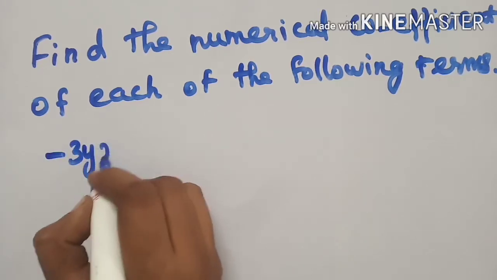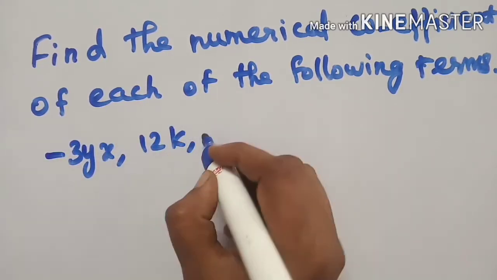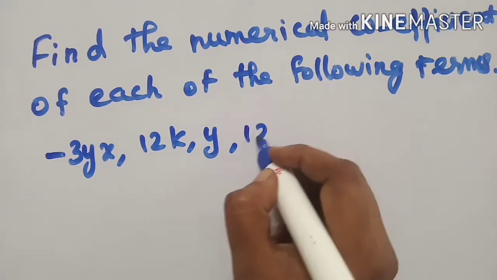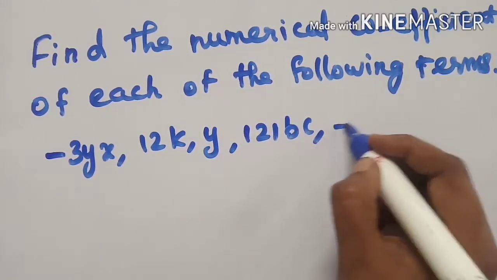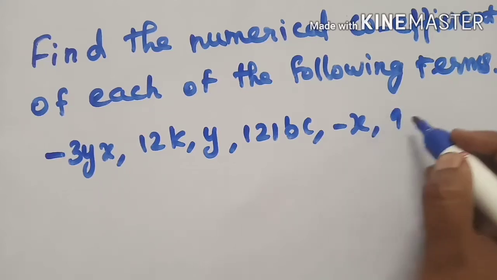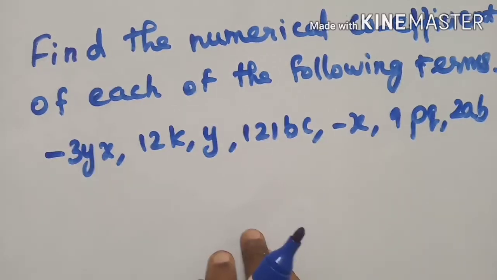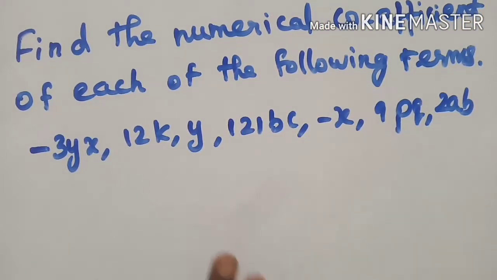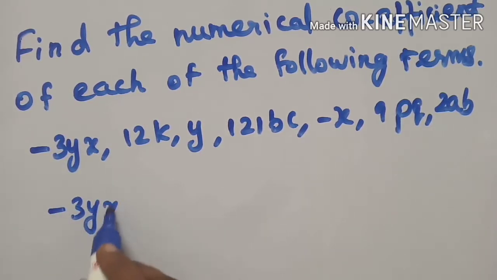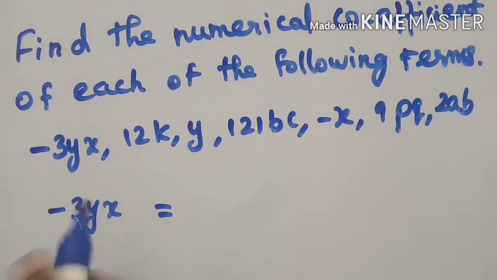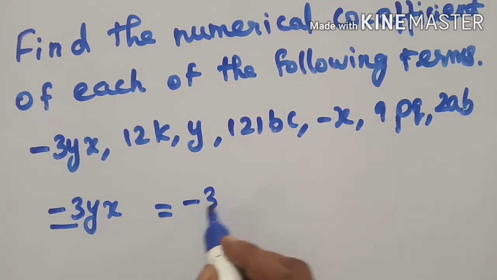Minus 3yx, 12k, y, 121bc, minus x, 9pq, 2ab. Right? In this, we have to take and write the numerical coefficient, right? First, go one by one. Minus 3yx. In this term, which one is the numerical coefficient? These two are variables. X and y are variables. So, the numerical coefficient is minus 3.